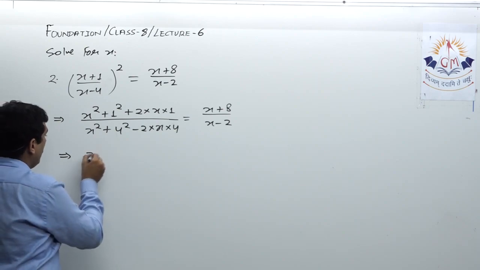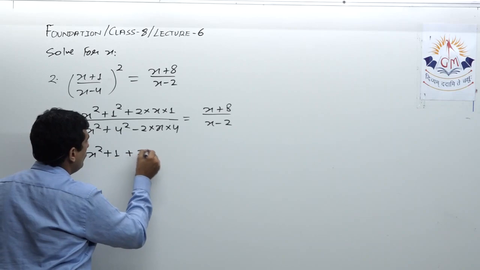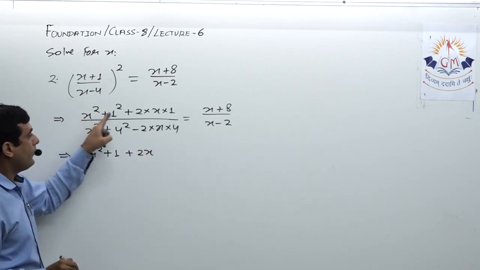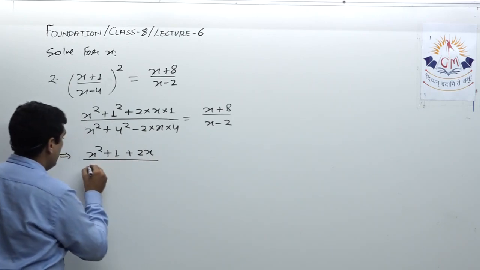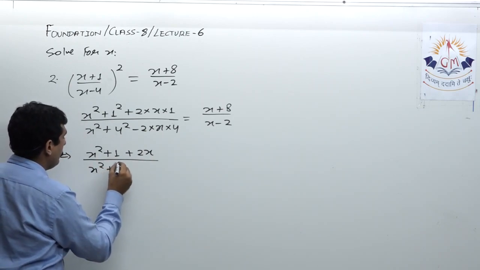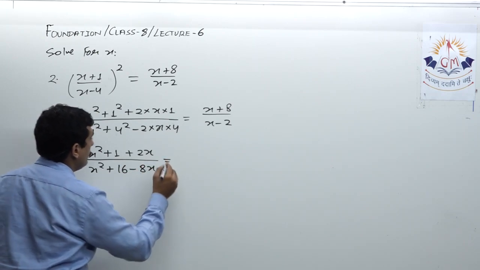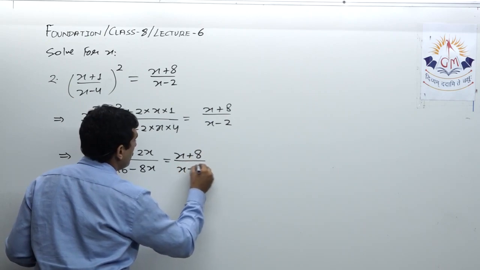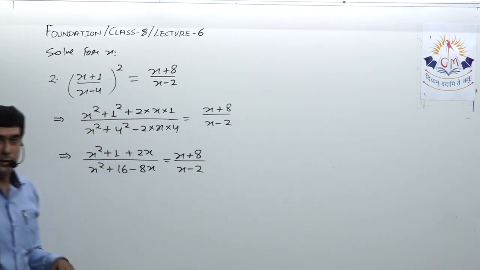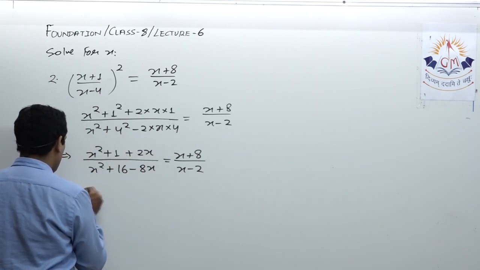Okay, so here it is x square plus 1 plus 2x. Over here it is x square plus 16 minus 8x is equal to x plus 8 upon x minus 2. Okay, after that cross multiplication, so x minus 2 will come over here.